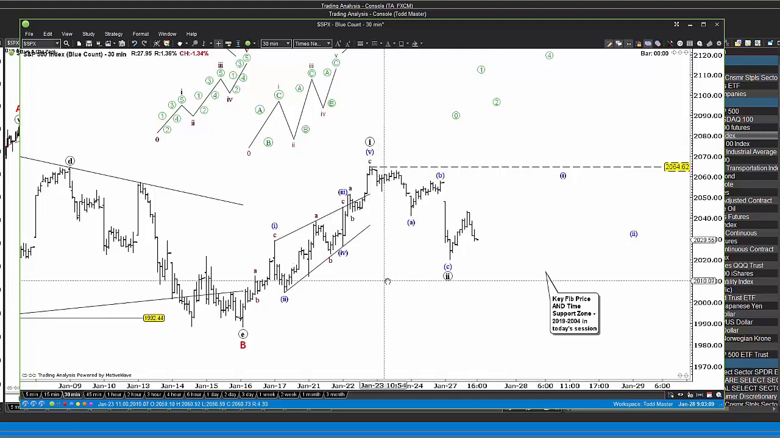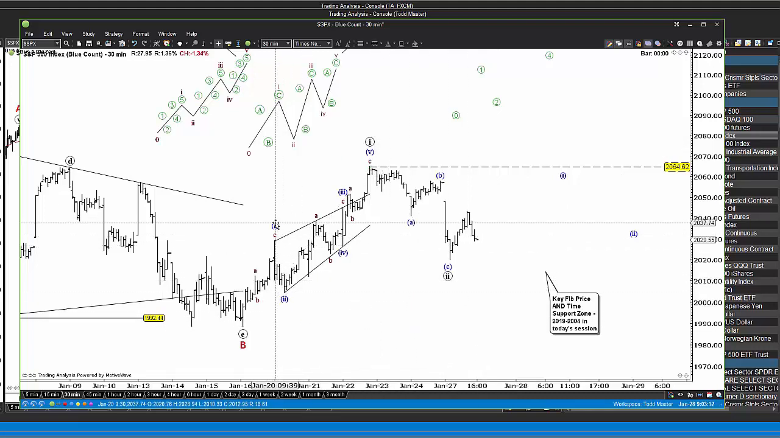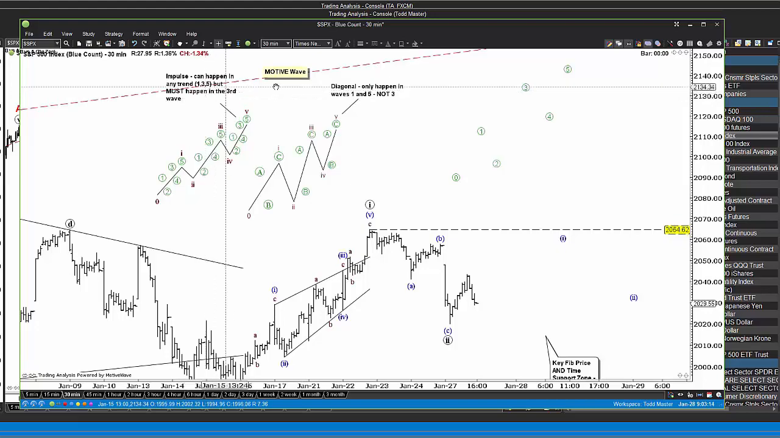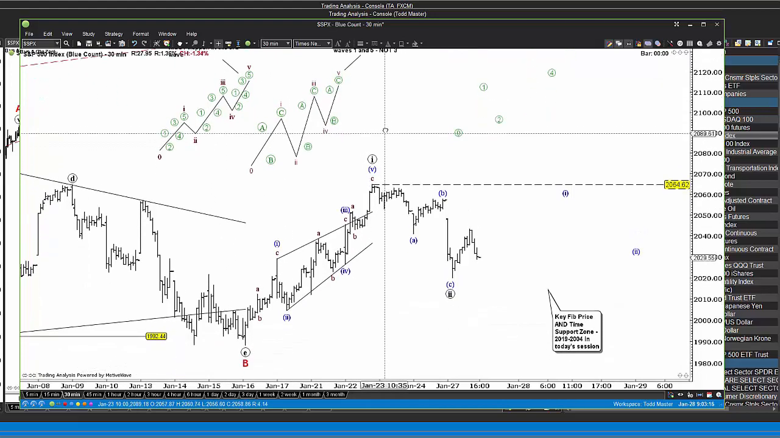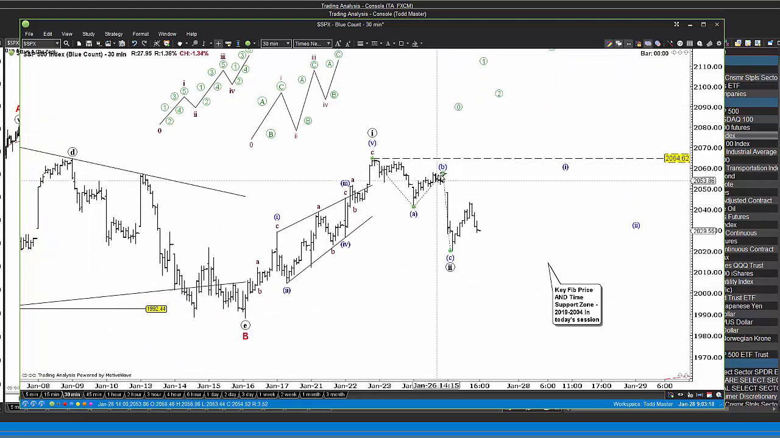Okay, so here's how you do it. After an initial 5-wave move up, which can be either an impulse or a diagonal, you're looking for a 3-wave correction.